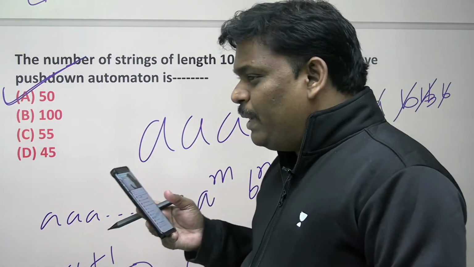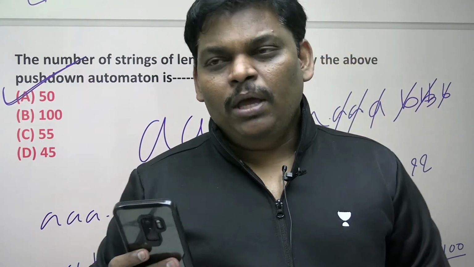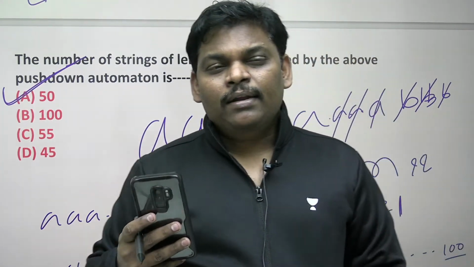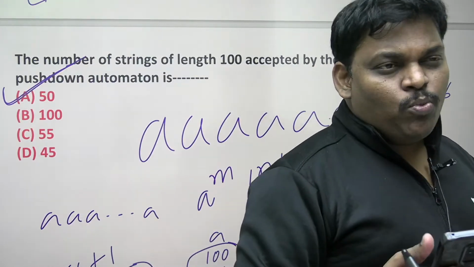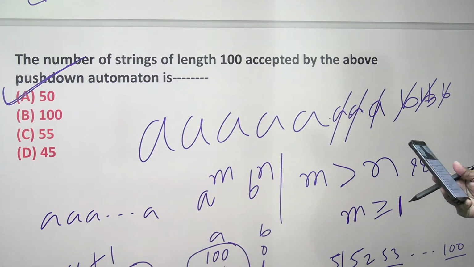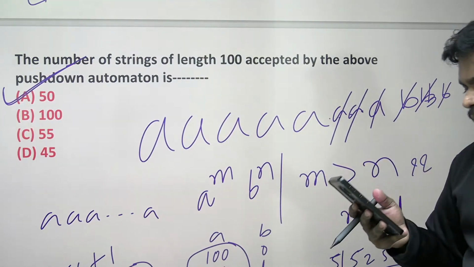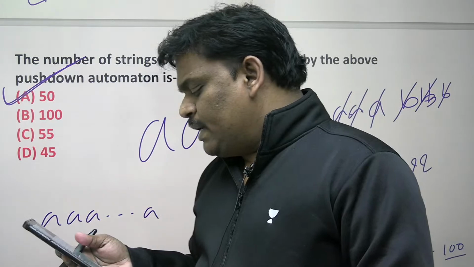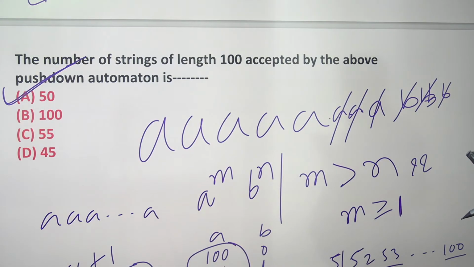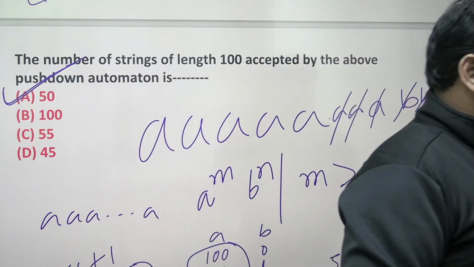Maybe in next year's GATE examination, a PDA will be given, maybe finite automata, maybe a Turing machine. Maybe 100 will be replaced by 50 or 75. He will make small changes, but mostly this kind of thing is expected. Please let me know if anyone has a doubt. It is a very nice problem. Please let me know.